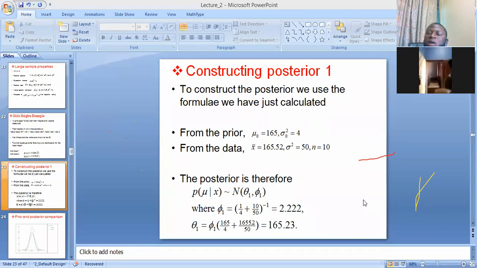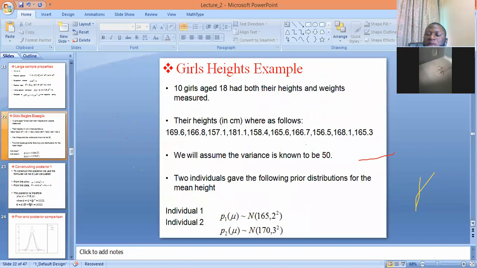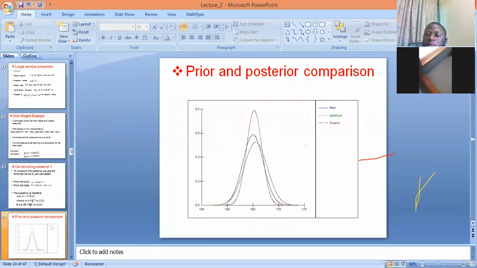So you can consider the second individual, and then you do the same thing. The second individual's values are here. So these are the prior mean, this is the prior variance. You go and substitute them here and then see what you are going to get.